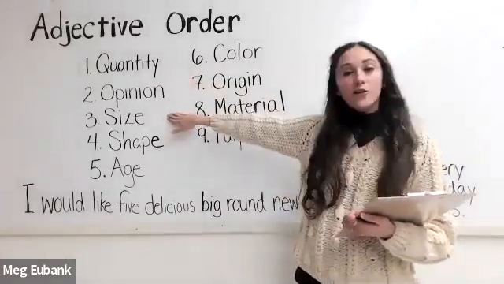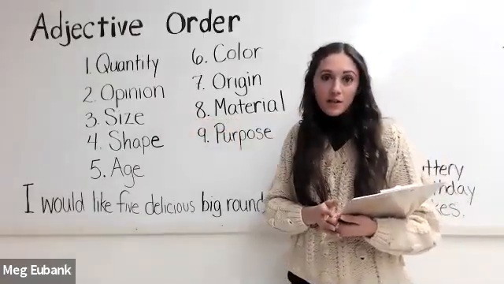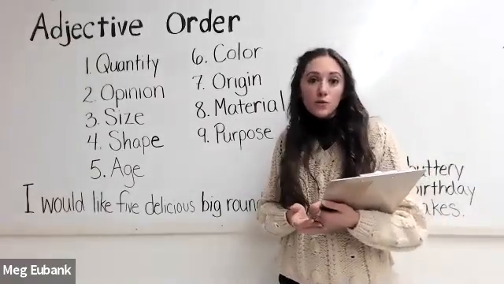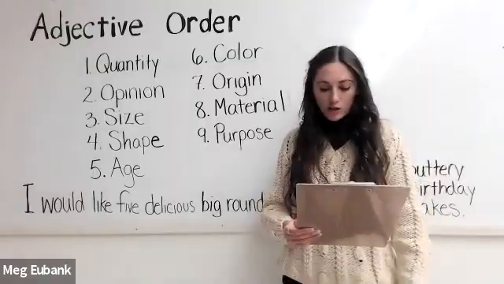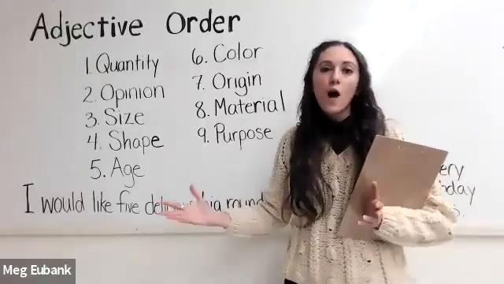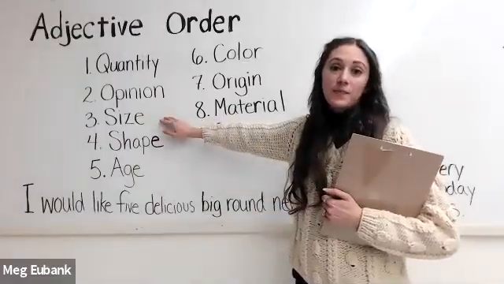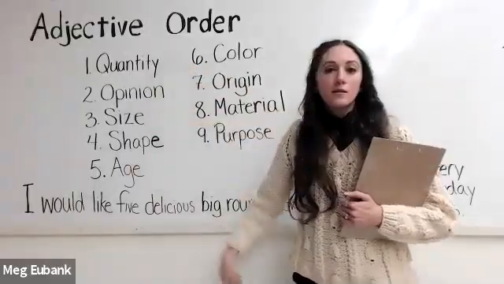Then, third on the list is a size of something. Big, small, little, huge, mammoth, 5 feet tall, 36 inches wide. All of those would be size. So, if you have 5 big something or other.